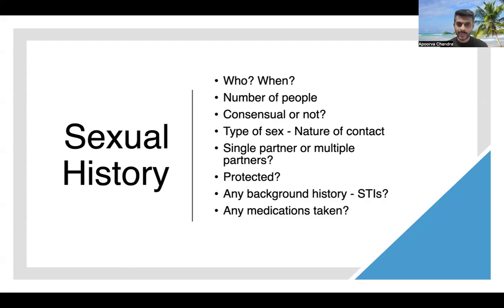Now, when it comes to sexual history, it's important you ask about who was the sexual contact with, when was it, number of people involved, was it consensual or not, what was the type of the sex and the nature of contact, was it with a single partner or was it with multiple partners, was it protected or unprotected, and is there any background history of sexually transmitted infections in the past, and was there any medication or post-exposure prophylaxis taken after the contact. So you need to elicit all this when it comes to the sexual history.